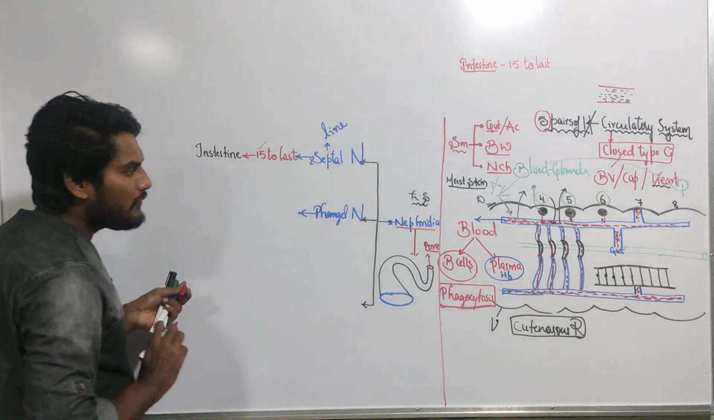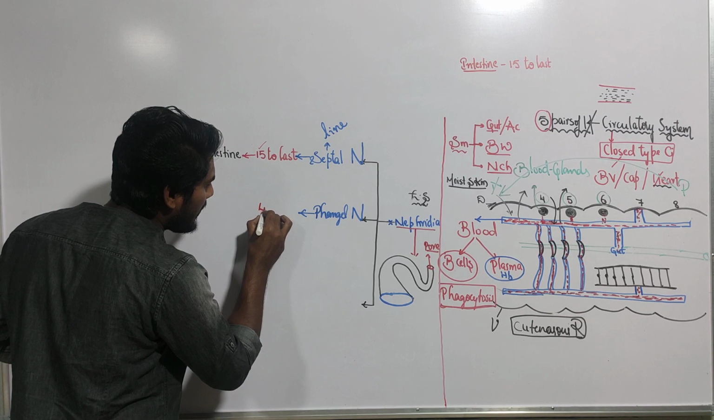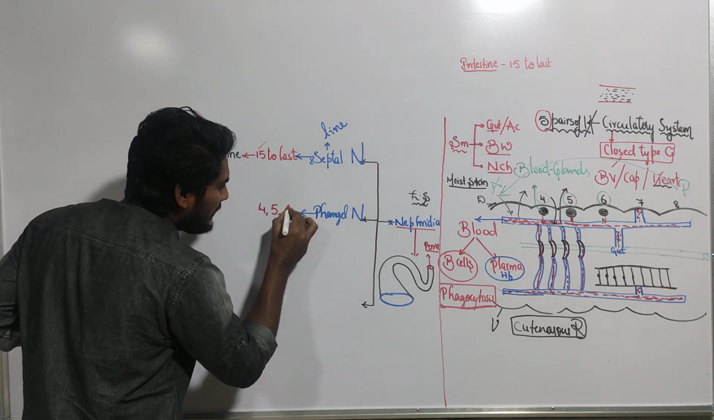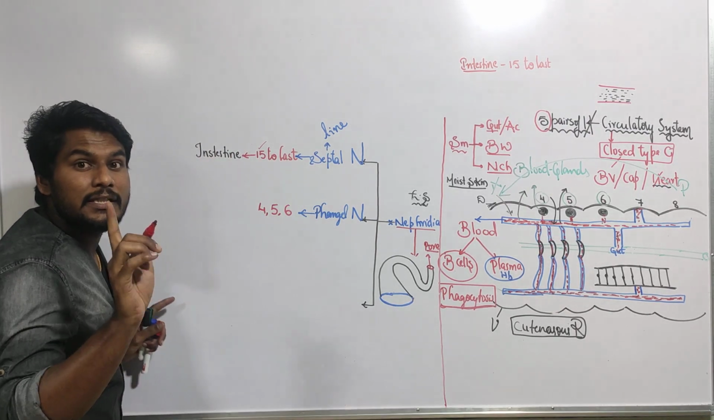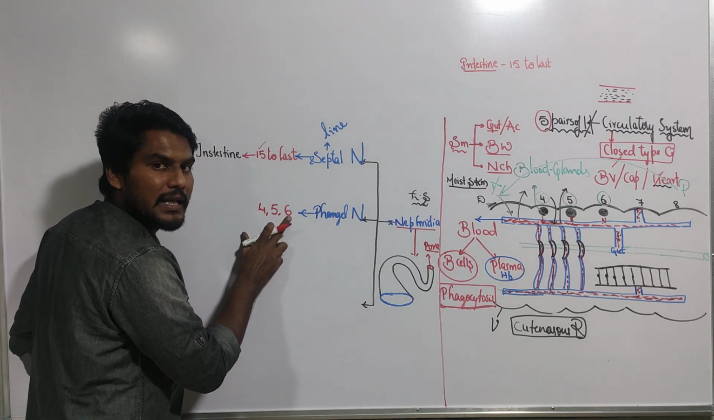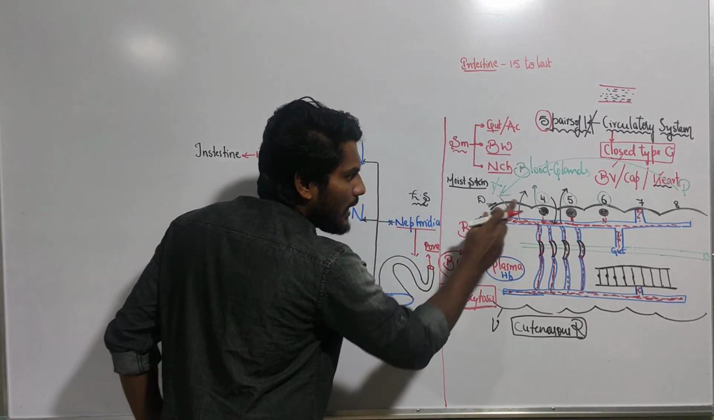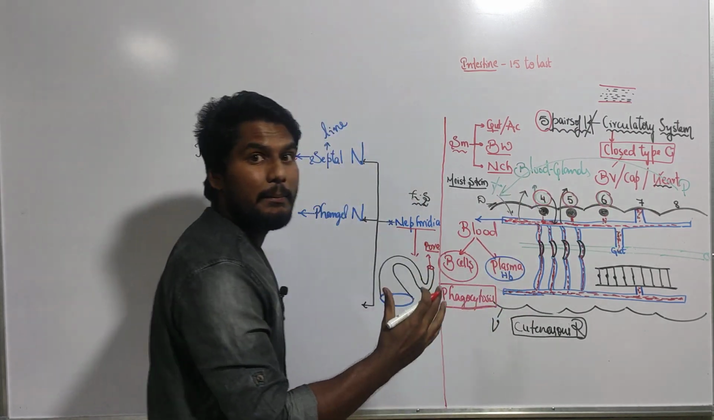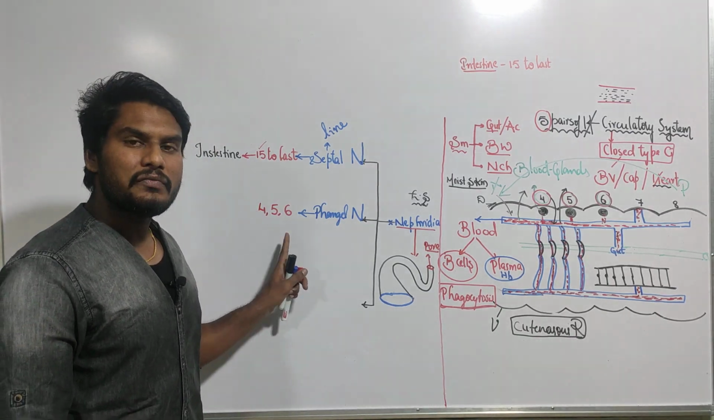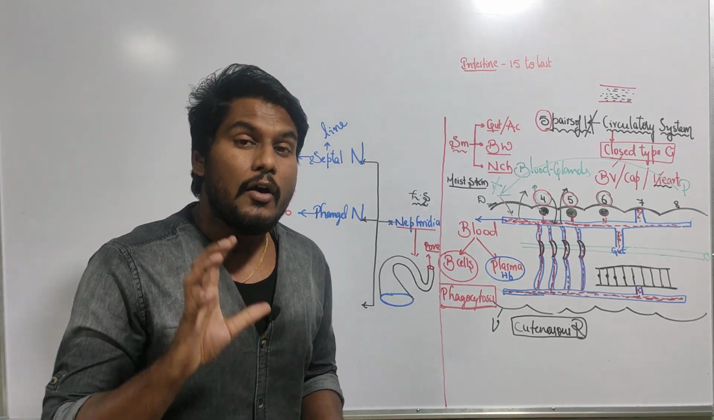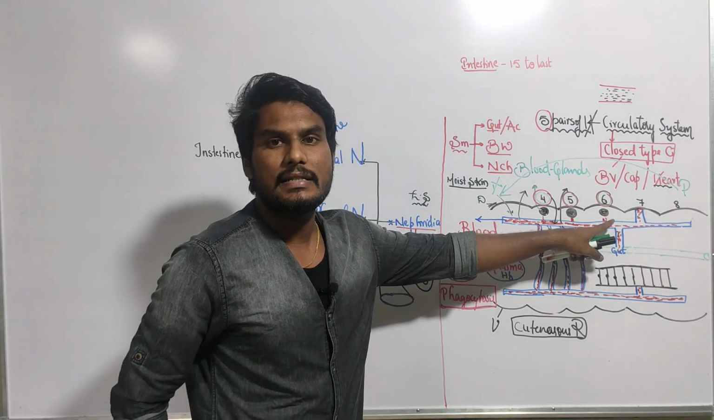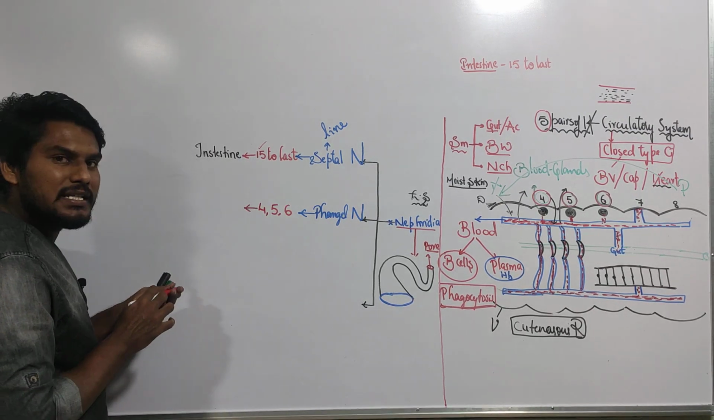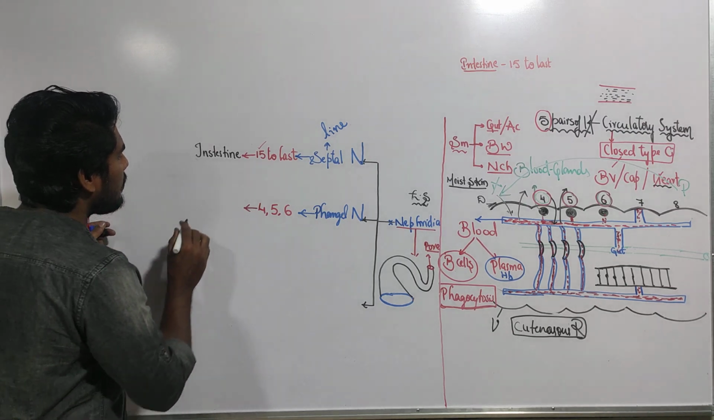What are the three pairs and where are they located? The first pair of pharyngeal nephridia is present in the fourth segment, the second pair in the fifth segment, and the third pair in the sixth segment. Just remember, the fourth, fifth and sixth segments contain pharyngeal nephridia, and these segments also contain blood glands. Compare while you are studying. So the fourth, fifth and sixth segments of the earthworm contain pharyngeal nephridia as well as blood glands. These pharyngeal nephridia release their waste material into the pharynx.